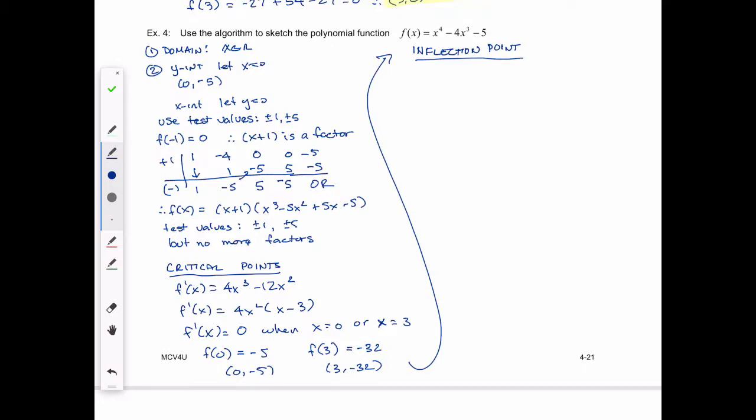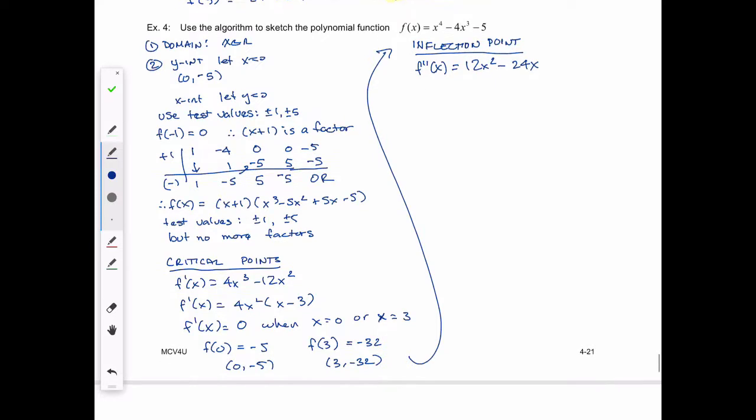So we're going to do our double derivative. So f double prime of x is equal to 12x squared minus 24x. And once again, factor out something if I can. So I take out 12x and I'm left with x minus 2. And f double prime of x is equal to 0 when x is equal to 0 and x is equal to 2.